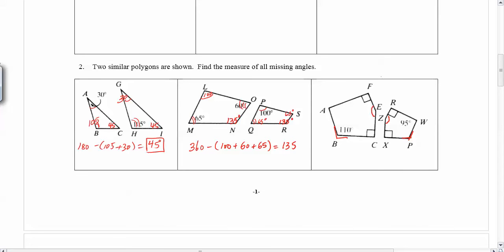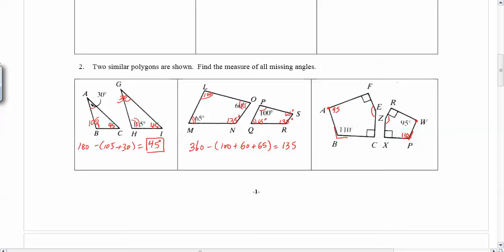You can kind of tell that these shapes are sort of flipped across that line down the middle, and then the one on the right is shrunk down a little bit. So P here is going to be the 110. The 95 where W is over here is going to go with that A. And so now we filled in all the angles except for E, which goes with Z.